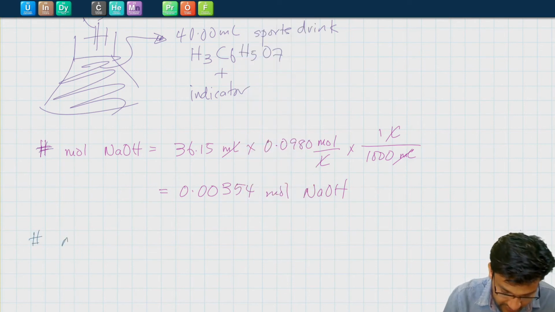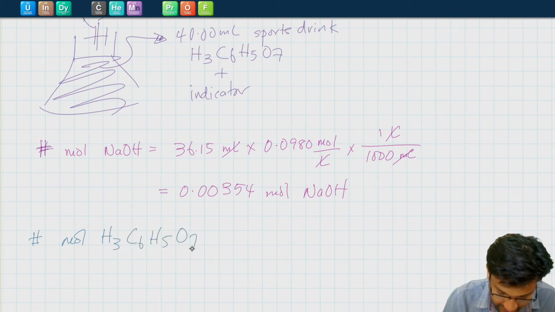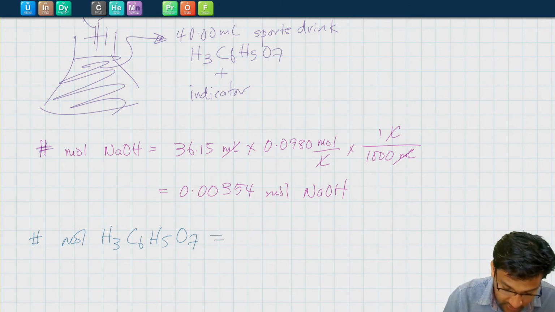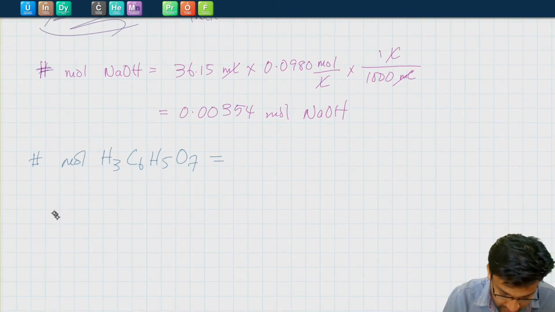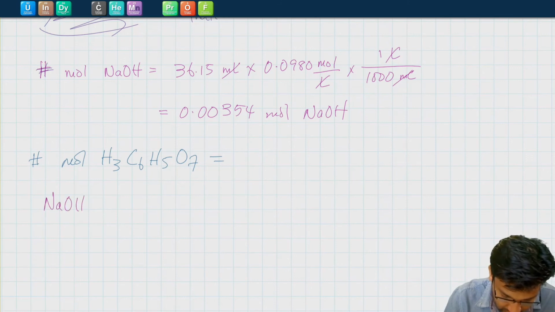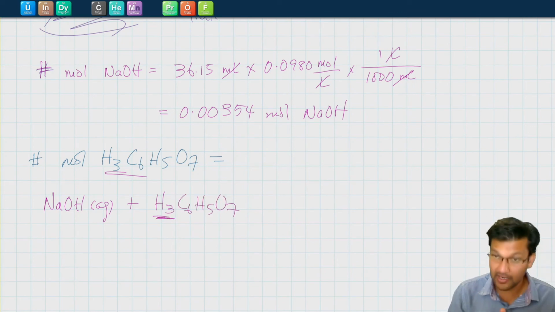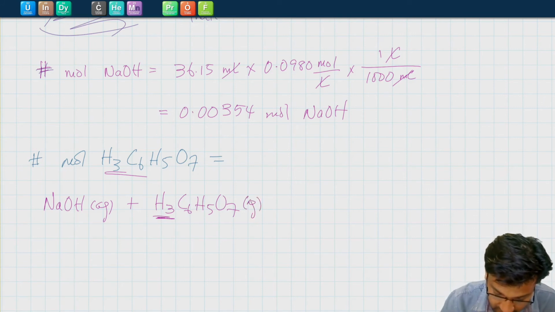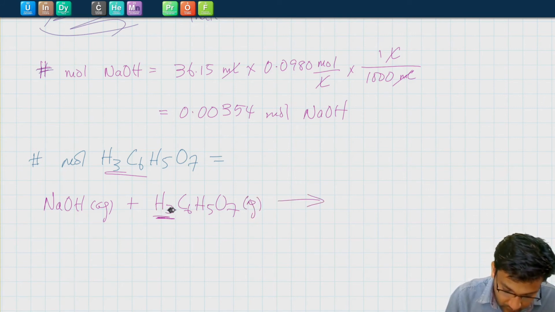So the number of moles of citric acid, which is H3C6H5O7, that's a long compound. Well, the ratio is no longer 1 to 1. What is the ratio? Let's look at the equation. We have NaOH aqueous, plus our acid compound, H3C6H5O7. And these 3 hydrogens are acidic hydrogens. So we need to replace these 3 hydrogens with sodium.